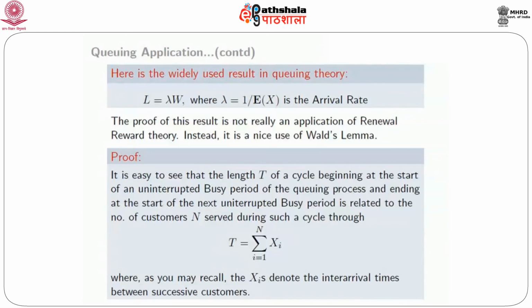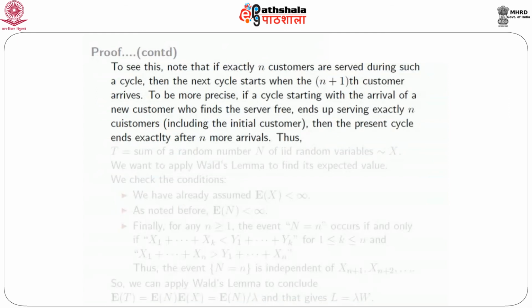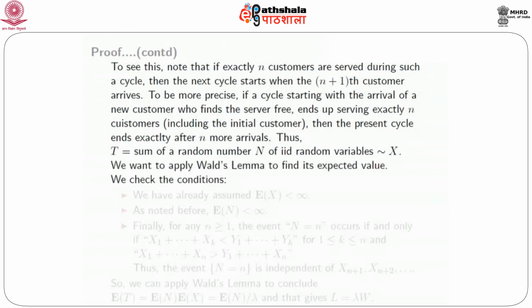Of course, recall exactly as I said, the Xi's are the inter-arrival times between successive customers. Now to see this, note that if exactly n customers are served during such a cycle, then the next cycle starts when the (n+1)th customer arrives. To be more precise, if a cycle starts with the arrival of a new customer who finds the server free, and it ends up serving exactly n customers including the initial customer, then the present cycle ends exactly after n more arrivals. Thus, T is a sum of a number capital N of IID random variables which are distributed as X.